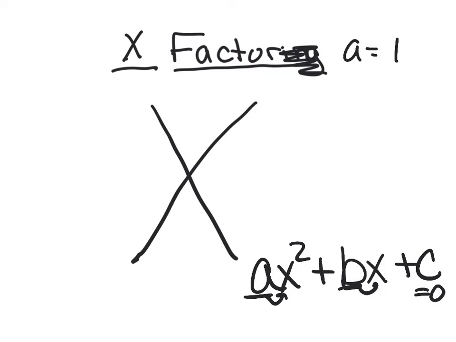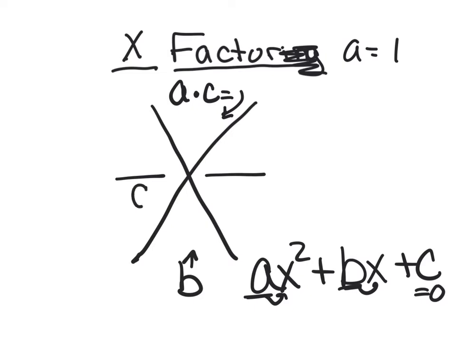All right, so on the X, up at the top, you're going to put whatever a times c is. And then whatever b is, you're going to put here. And then you're going to draw 2 fraction bars, and underneath it, you're going to put a. Okay? So on the top, whatever a times c is. On the bottom, whatever b is. And then to the side, your denominator is going to be a.